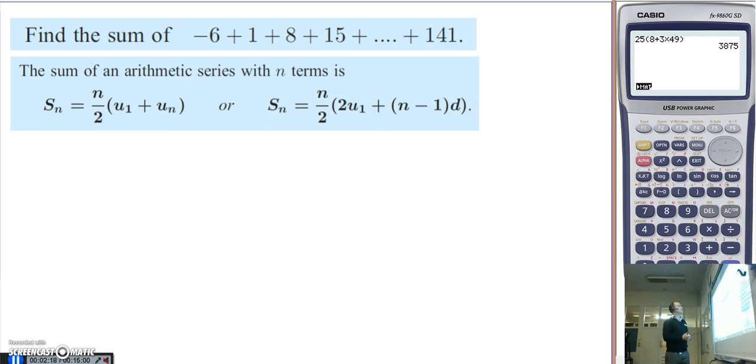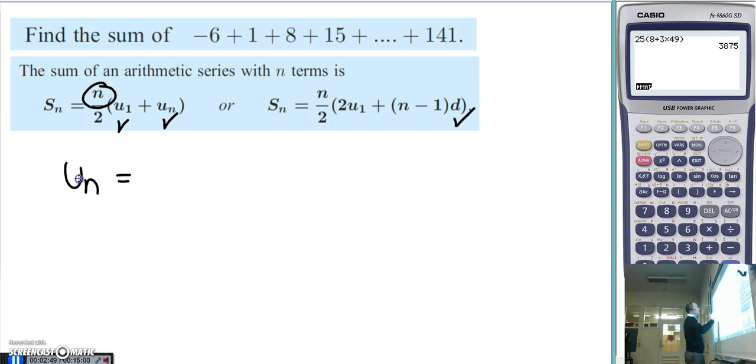In the next one, negative 6, 1, 8, 15, right through to 141. We don't know what the difference is, but we know what the first term is and we know what the last term is. So that's going to be a little bit quicker. We don't know, however, how many terms there are. Because we don't know how many terms there are, we are going to have to find out what n is equal to.